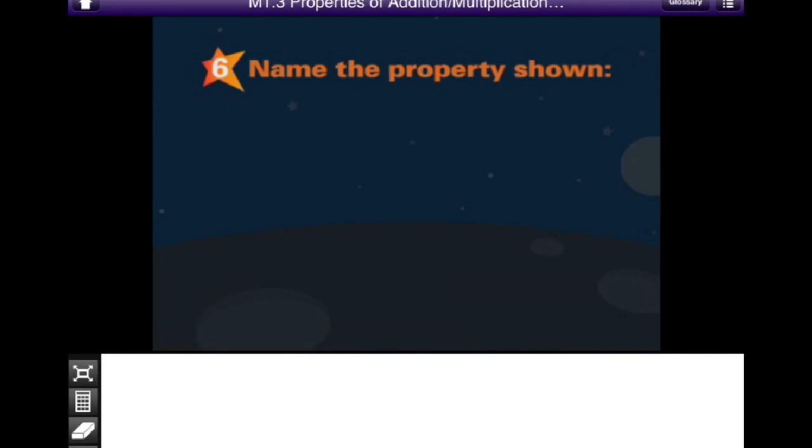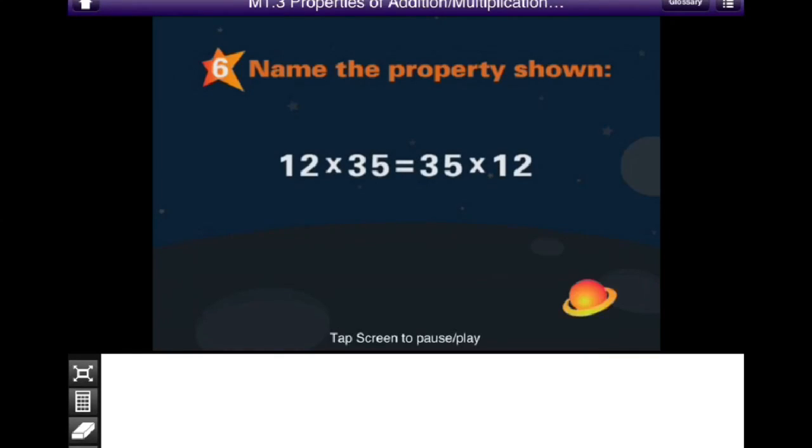In problem 6 of your lesson notes, what property is shown? Okay, hopefully you can look at this and see 12 times 35 equals 35 times 12. Go ahead and write this example down in your notes and then come back and see if you guessed right.